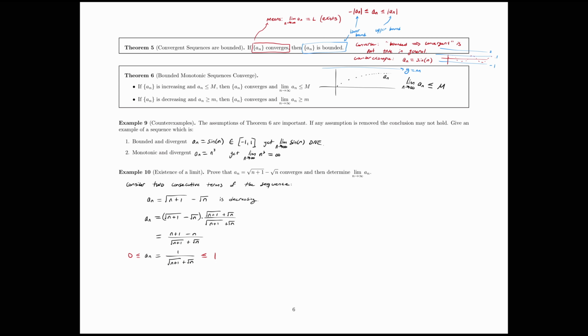So we have just shown that this sequence, whose general term is given by this expression, is both decreasing, therefore monotone, and it's bounded. So by this theorem, a sub n converges because it is monotone and bounded. So this theorem 6, bounded monotone sequences converge, that's how we get that convergence.